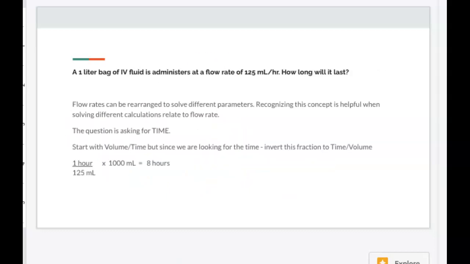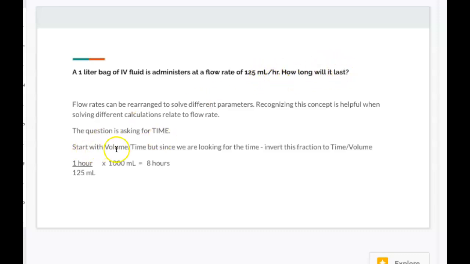There we go. Okay, a 1 liter bag of IV fluid is administered at a flow rate of 120 milliliters per hour. How long will it last? So it's asking me for time. It's asking me how long will this bag last? So flow rates can be rearranged to solve different parameters. Recognizing this concept is helpful when you're solving problems and calculating flow rate. So the question's asking time. So our final answer is going to be how many hours it's going to last. It doesn't say minutes, so we're going to stick with hours.